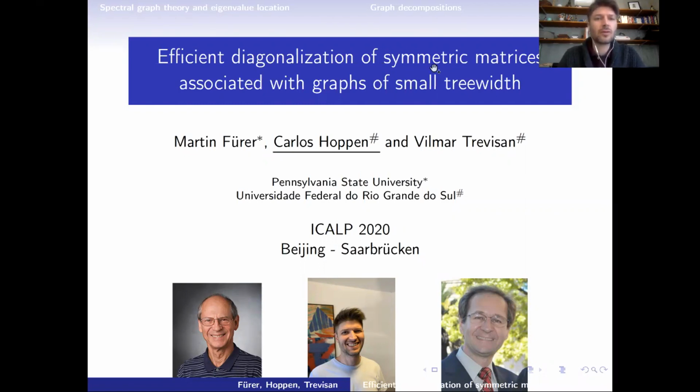So today I'm going to talk about efficient diagonalization of symmetric matrices associated with graphs of small treewidth. This is joint work with Martin Fürer, whose photograph is on the bottom left, and Vilmar Trevisan, whose photograph is on the bottom right.